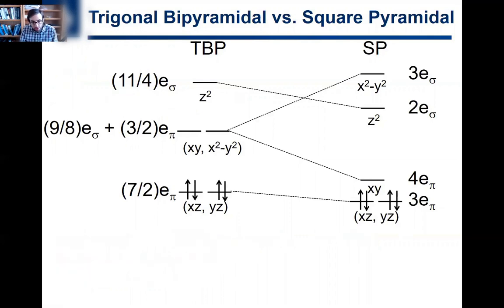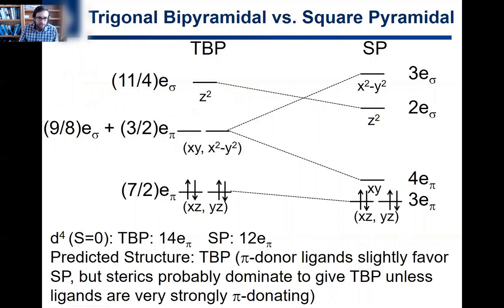All right, so now we can move on to D4. D4 is going to be a singlet, 2s plus 1, s equals 0. That's going to be a singlet. And this is going to be total energetics of 14 epi versus 12 epi. Again, this is pretty close. 2 epi is not a big energy difference.